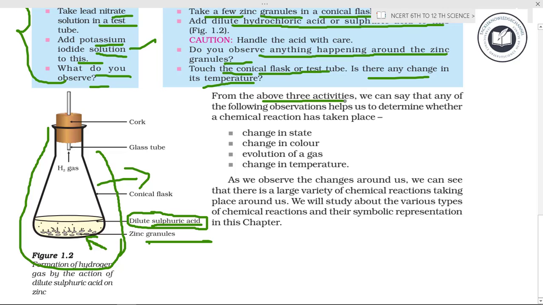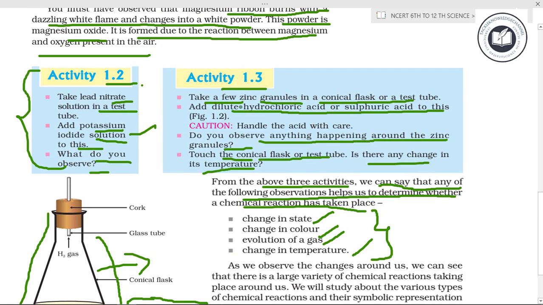From the above three activities, we can say that any of the following observations help us to determine whether a chemical reaction has taken place: change in state, change in color, evolution of a gas, change in temperature.